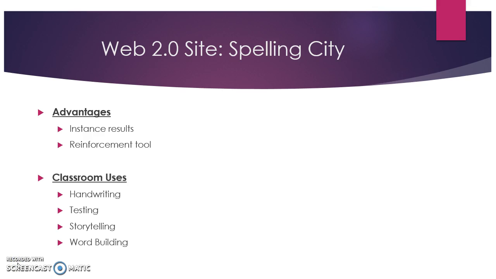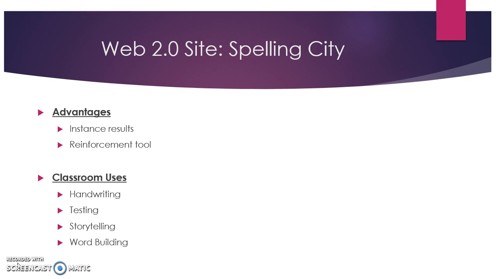I like Spelling City because it does give instant results. When the students play a game, it's going to give them their score immediately. It's going to show them what words they need to continue working on. When they take a test, they can see their percentage immediately. I can print off the results and I have immediate access. And again, it's a reinforcement tool as you're studying and learning those words during the day. Either during free time, after school, or even at home, they can get on spellingcity.com and they can play those games to help learn those words.